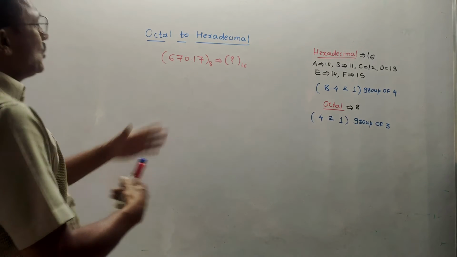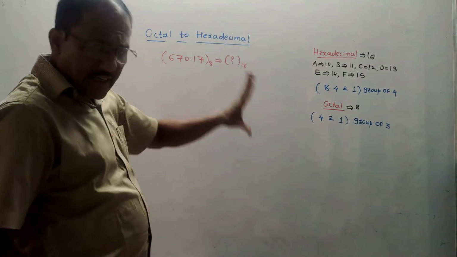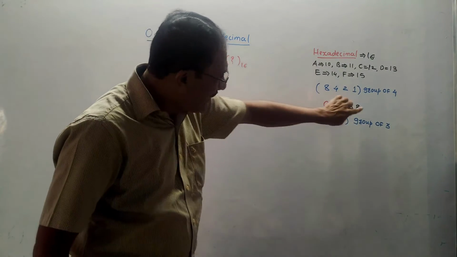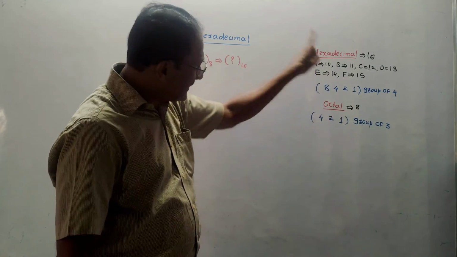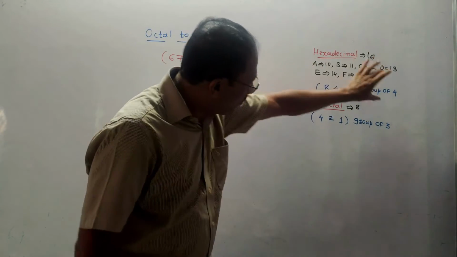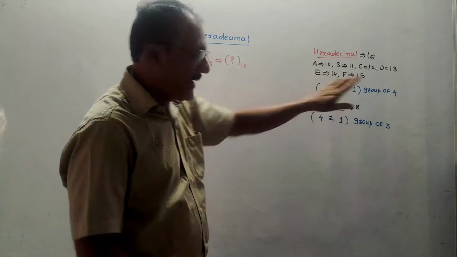Next is octal to hexadecimal conversion. Again, stick to the basics. Octal means base is 8. You have to make a group of 3 and sequence is 4, 2, 1. Hexadecimal means base is 16. You have to make a group of 4. Sequence is 8, 4, 2, 1.